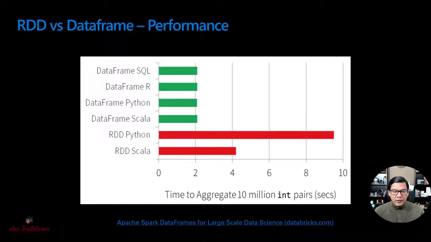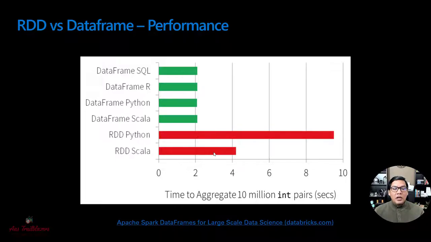So in this case, as you can see, the execution time was a little over 4 seconds with RDD in Scala, whereas the time taken to execute the same code in Python with the RDD API was close to or more than nine minutes, right? So this is the difference with RDD because there is no optimization built into it.